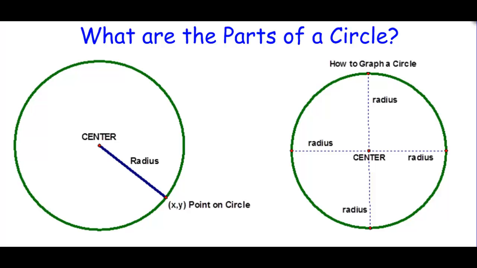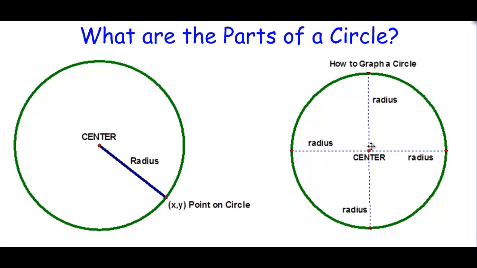So first, what are the parts of a circle that we're going to be concentrating on? The first thing is the center, which is actually not on the circle, the radius, which helps us find the circle, and x comma y is going to represent any point that's on the circle. Remember, the circle is actually this green part around the outside. We just use the center and radius to help us find it.